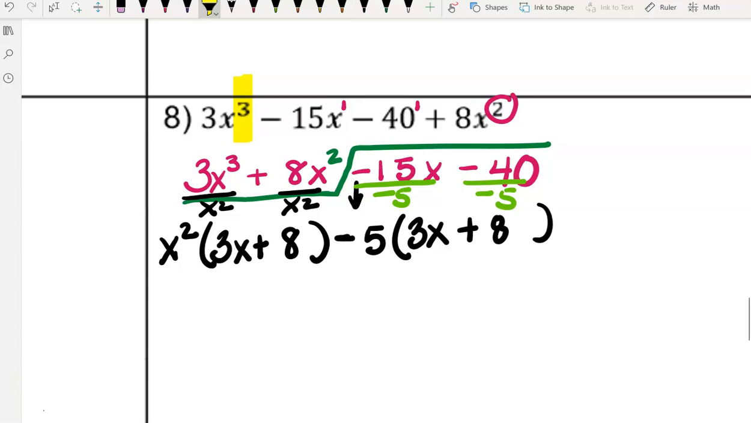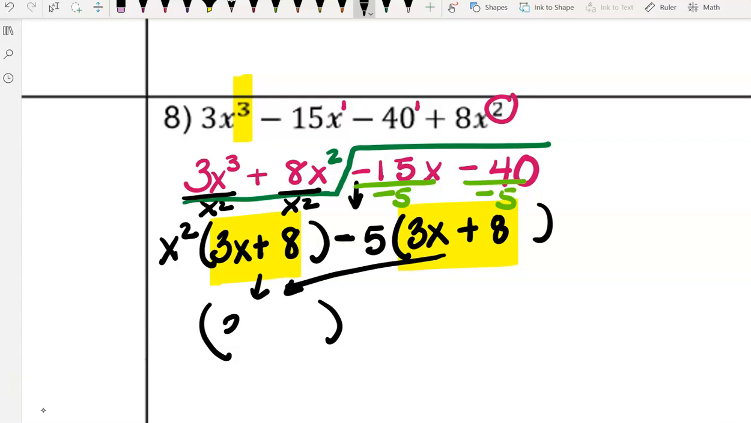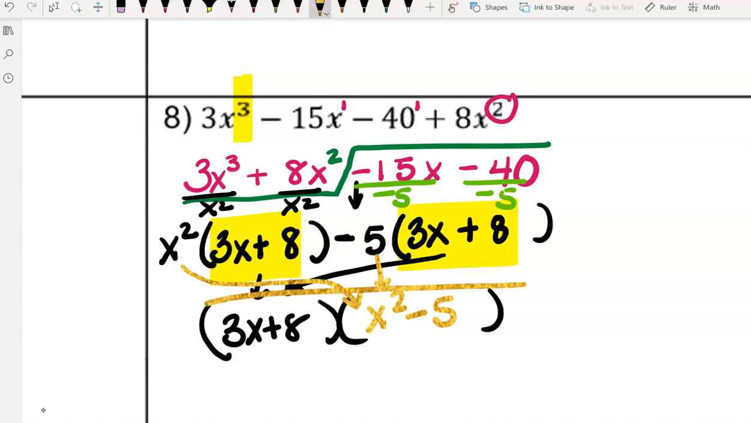Okay, let's check. Are these binomials here identical? If they are, they will be able to be written here because we can factor that out, 3x plus 8. Then the leftovers, guys, they go in this second set of the parentheses. So x squared minus 5, and that's how we factor out 4 terms by grouping.